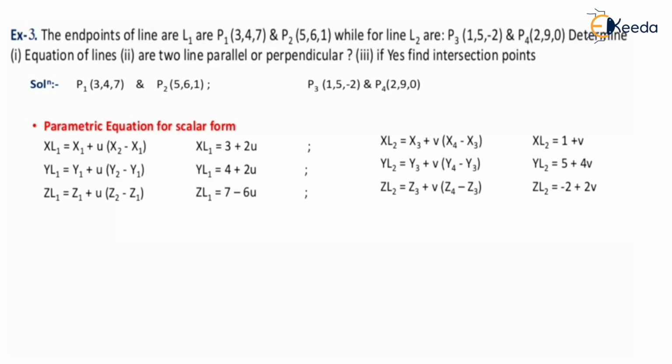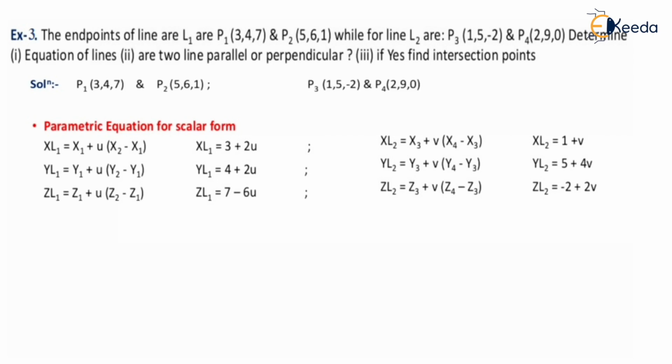Similarly, we calculate for the second line, that is xl2 is equal to x3 plus, here instead of u you will consider v, so v into x4 minus x3. Where xl2 is equal to the x3 value, 1, plus v into 2 minus 1, so 1, it is v. So xl2 is 1 plus v.